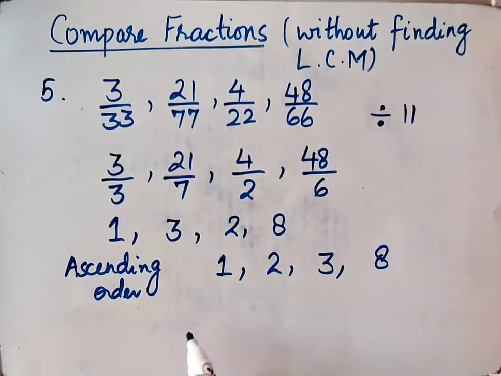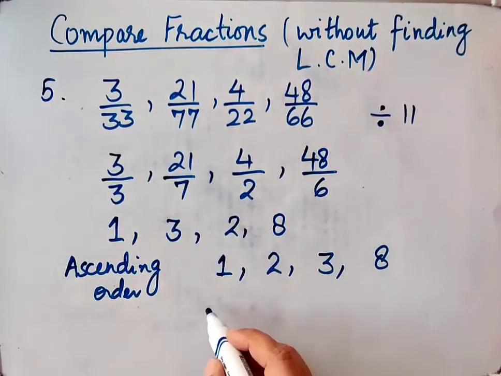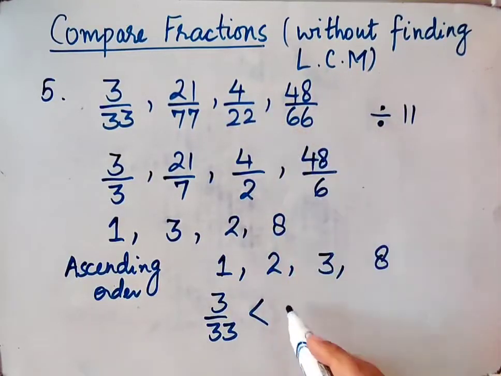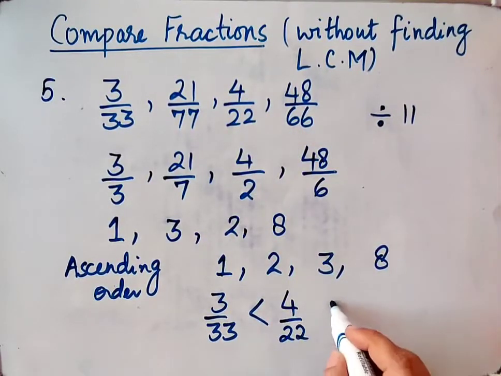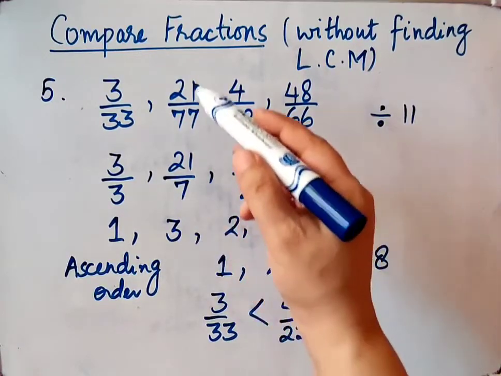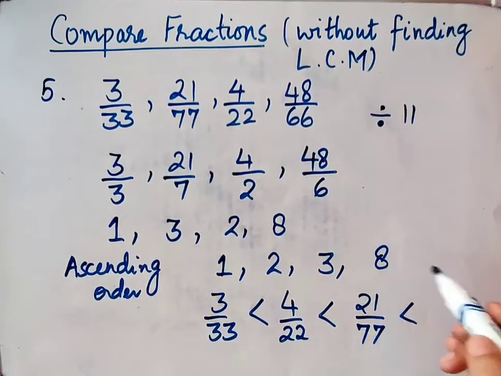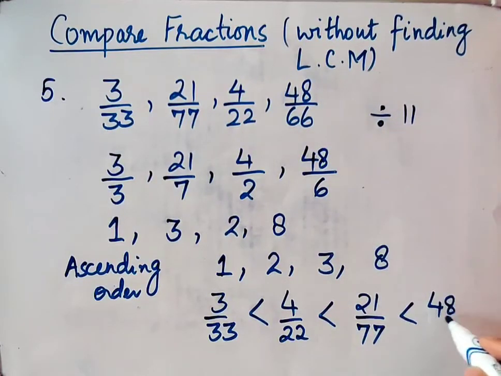So now the fraction corresponding to 1 is 3 by 33. That is less than the fraction corresponding to 2, which is 4 by 22. That is less than the fraction corresponding to 3, which is 21 by 77. And that is less than the last one, obviously 48 by 66. Thus we have arranged them in the ascending order, that is from smallest to biggest.